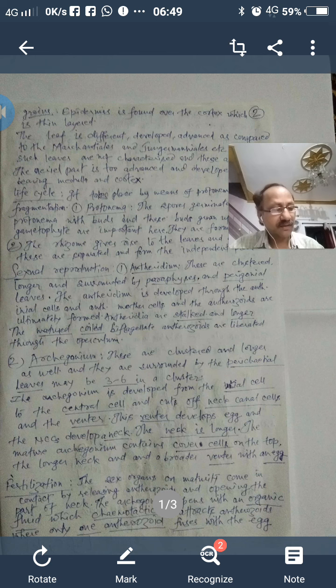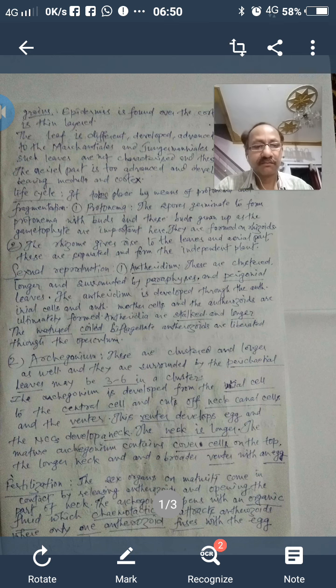The neck is longer, 8 to 12. Neck canal cells may be there inside the neck. The mature archegonium contains cover cells on the top that open for the antherozoids at the time of maturity. The longer neck and a broader venter with an egg.